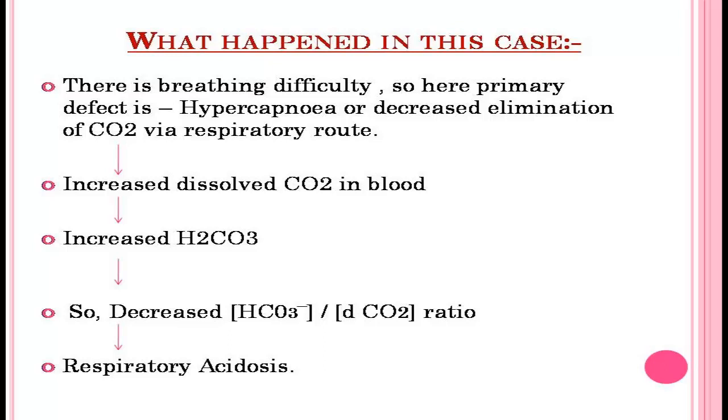And what is the effect of this? The carbon dioxide will not be washed off from the body. So there will be accumulation of carbon dioxide in the blood. This leads to increased dissolved carbon dioxide in the blood, and so there will be increased carbonic acid in the blood. So there will be a decreased bicarbonate to dissolved carbon dioxide ratio in the blood. This leads to respiratory acidosis with primary acid excess. So this is the pathophysiology present here.